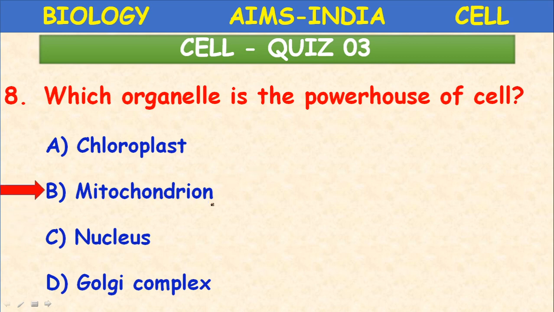Mitochondrion. See here, mitochondrion singular, mitochondria plural. Okay, mitochondria are called powerhouse of the cell. Why are they called powerhouse of the cell? Because they are producing the energy currency in the form of ATP. In the form of ATP, the energy is produced in the mitochondria. Mitochondria are generating the power or energy in the form of ATP. Hence, they are called powerhouse of a cell.